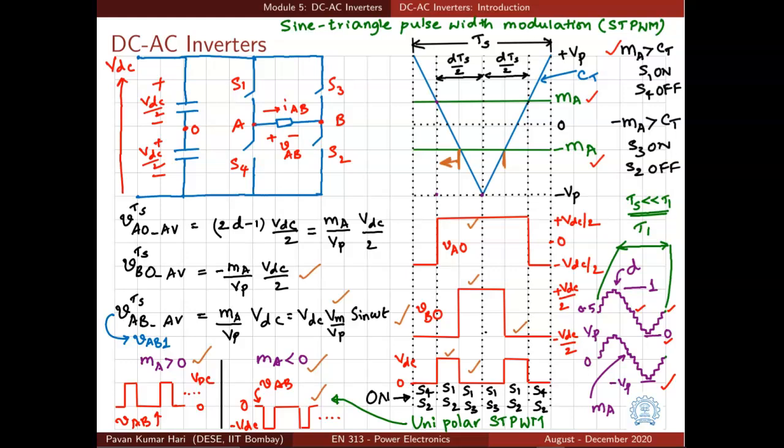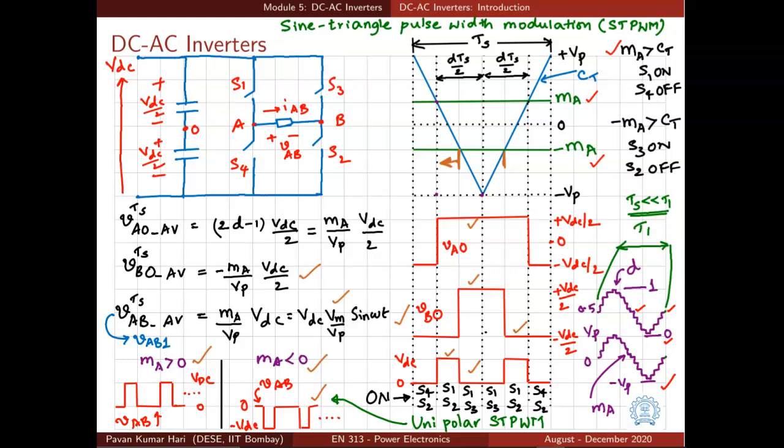But our objective of this pulse width modulation, as stated earlier, is to accomplish two tasks. One is to get the required fundamental voltage at the output, and also to be able to control the magnitude and frequency of the fundamental voltage. That we have achieved. If you control the peak value of the sinusoid MA, the modulating signal, and frequency of the sinusoidal modulating signal, then the fundamental component of output voltage is controlled. That is accomplished. But how about the harmonics?